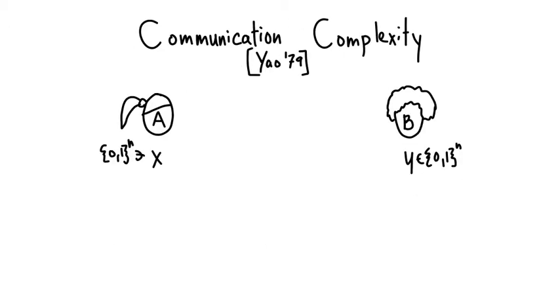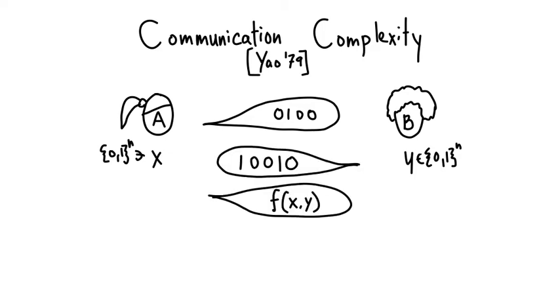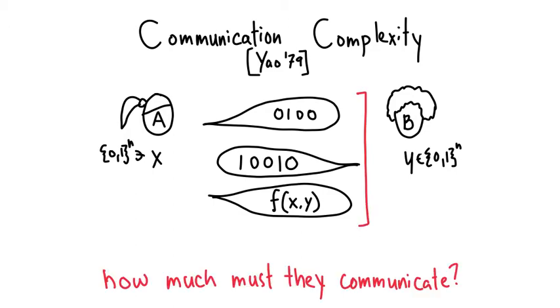So what is communication complexity? It's formalized by Yao. Alice and Bob have inputs, each of length n, and they want to compute some function f on these inputs. So they run a protocol where they communicate and determine the value of f on x and y. And the question here in communication complexity is how much must they communicate in order to compute f?